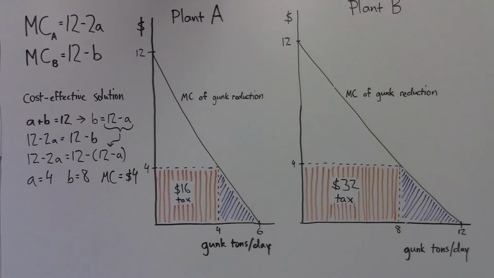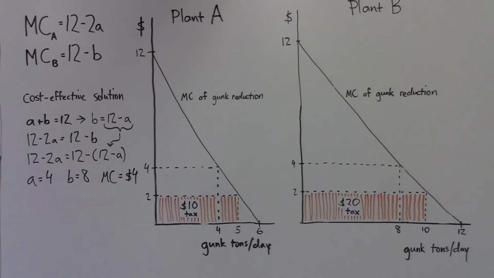But in the real world, without perfect information, the city could estimate the correct tax and then adjust it as necessary over time. For example, suppose the city initially instituted a tax of $2 per ton of gunk. Then Plant A would emit 5 tons of gunk per day, and Plant B would emit 10 tons of gunk per day, and the government would raise $30 in tax revenues per day. Since pollution levels are still above the tolerable level, the city could raise the tax until the pollution is reduced to a total of 12 tons per day.